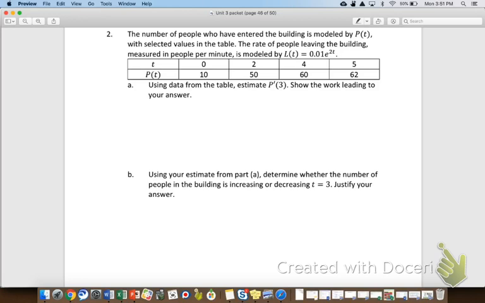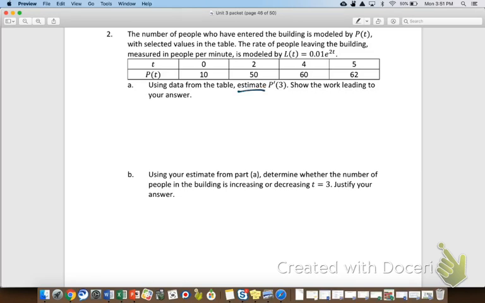Okay, so number 2 says the number of people who have entered the building is modeled by P of T, which is given in the table below. The rate of people leaving the building, measured in people per minute, is modeled by L of T. So part A says, using data from the table, estimate P prime of 3, show the work leading to your answer. So P prime, of course, means we're finding the rate of change of P, and rate of change is synonymous with slope. But of course, we don't have P of T, we just have this table for it, so we're going to have to estimate it, right? And that's what the directions say. We're supposed to estimate P prime of 3.